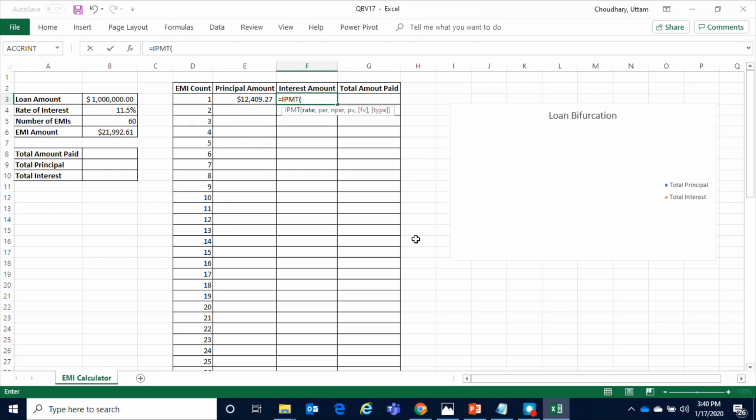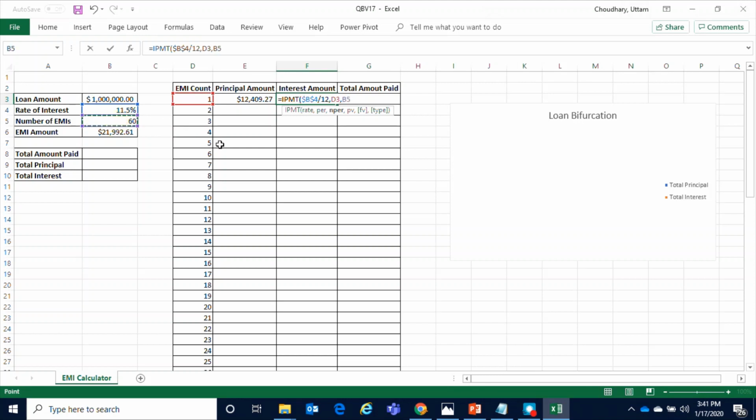IPMT is again asking the same question: what is the rate of interest? I would freeze this by pressing F4, and divide that by 12 because I'm looking at a per month rate of interest. And then this is the first EMI, which is per, and I would select this, and I would not like to freeze this because as I keep going down, I want the mouse pointer to keep going down as well. And then I go here and say how many EMIs do I want to pay.